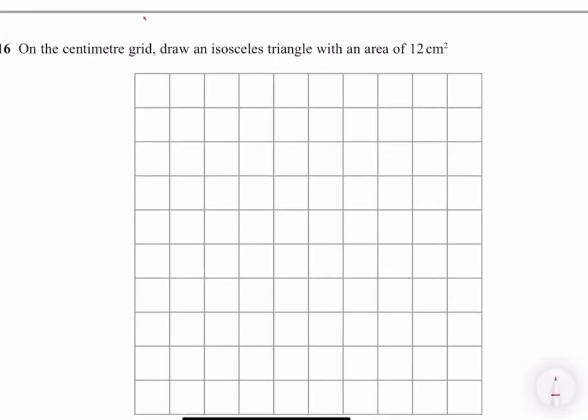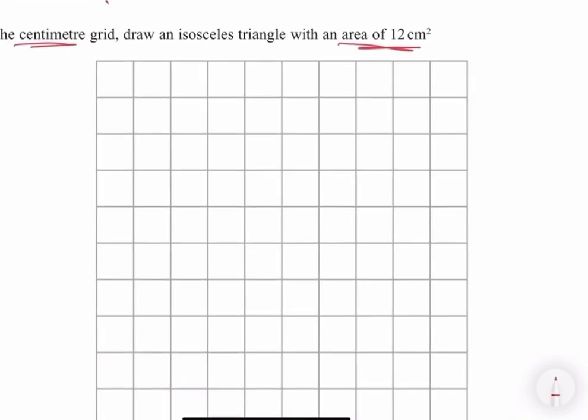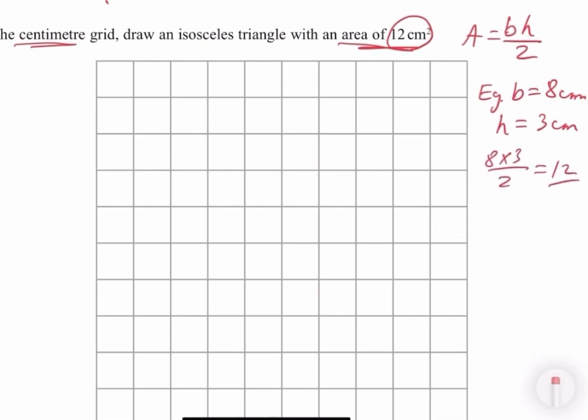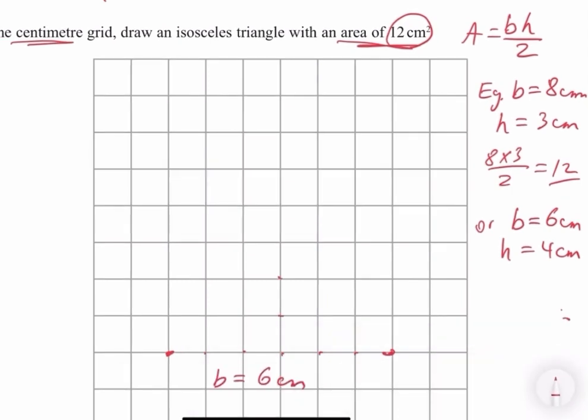So in this question, you need to draw the isosceles triangle with the area of 12 centimeters squared. So that is the formula: base times height divided by 2. For example, if the base is 8, height is 3, that will be exactly 12. The area will be 12 centimeters squared, or base can be 6 and height can be 4. 6 times 4, 24 divided by 2 is 12. So let's just pick the last one.